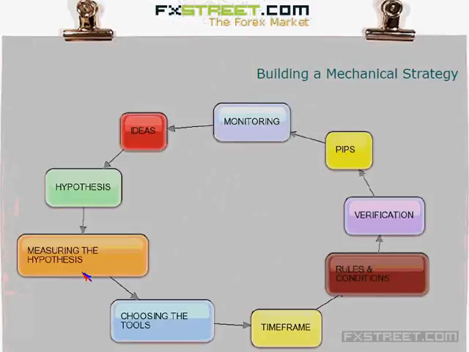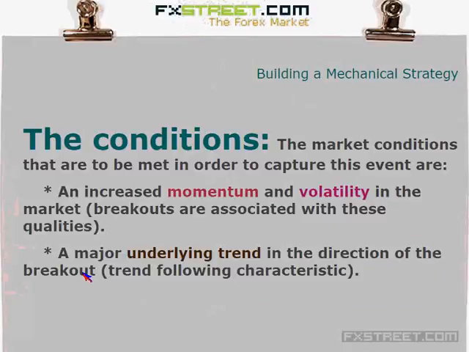we'll start by choosing our tools. But first, we need to analyze the proper conditions, the conditions that we need to see in order for those breakouts to develop their potential. In that case, the market conditions we need are increased momentum and volatility in the market. Breakouts are associated with those qualities. And we need a major underlying trend in the direction of the breakout. This is a trend following characteristic.